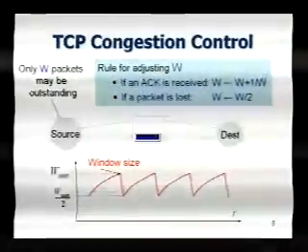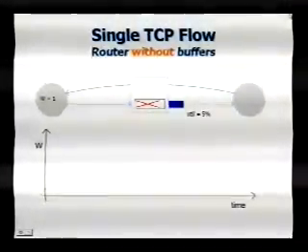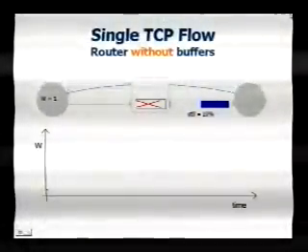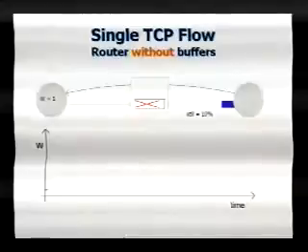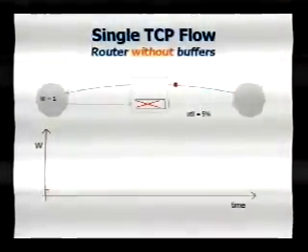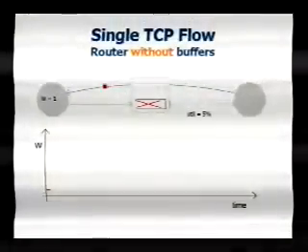Now let's have a look how this works in practice. What we have here is a TCP flow from a sender on the left to a receiver on the right through a router. In this case, this router does not have any buffering. The link to the right of the router is our bottleneck link. One of the goals we have for a router is to fully utilize this bottleneck link. That's why I'm showing the utilization there, so keep an eye on that utilization.